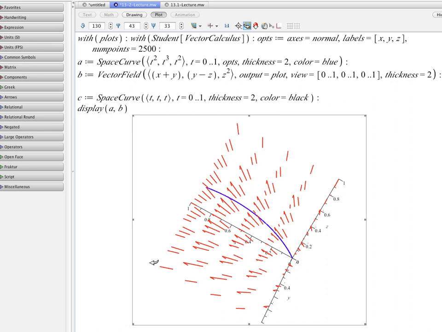But what happens if I simply travel from this point to this point, only I make a direct path? Then what happens? Well, I'm glad you asked.